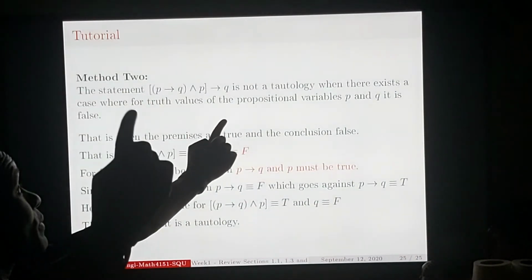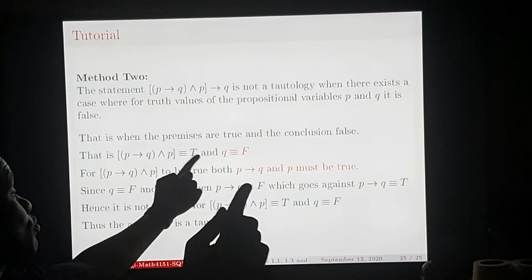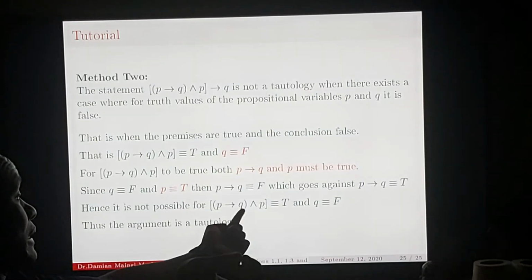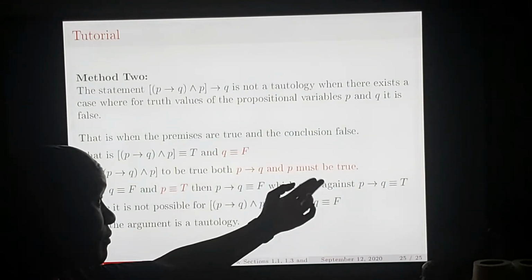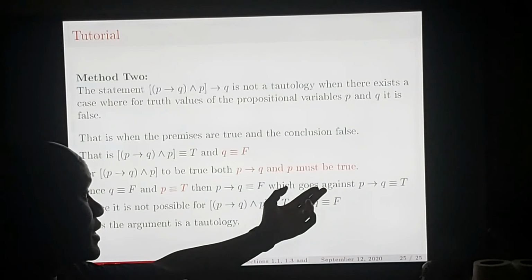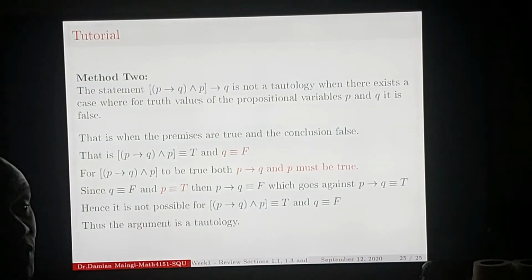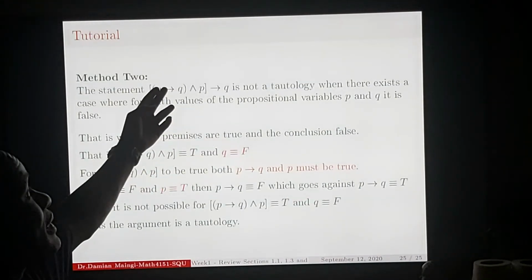What did you assume from the beginning? That this is true and this is false. So if you assume that, you end up with this contradiction or something strange happening, and therefore that's not possible. And since it's not possible, it means that this statement is always true. It's a tautology.